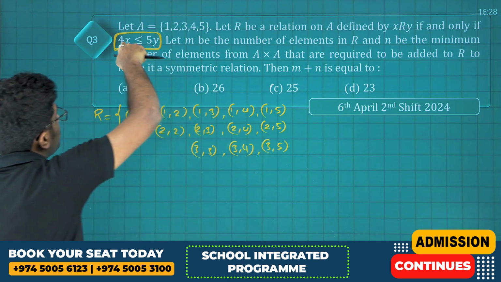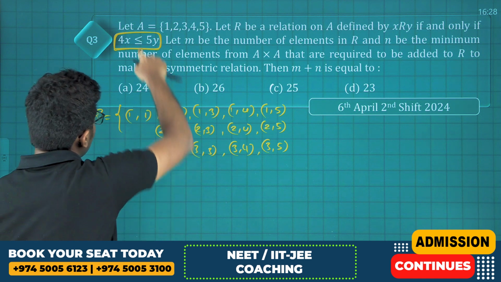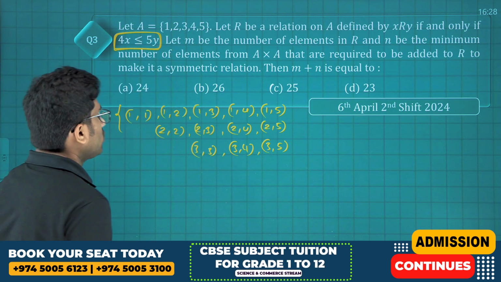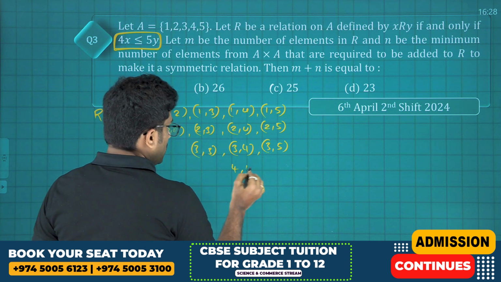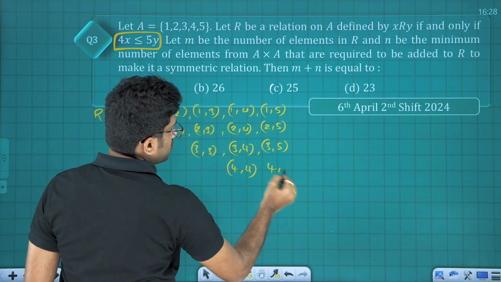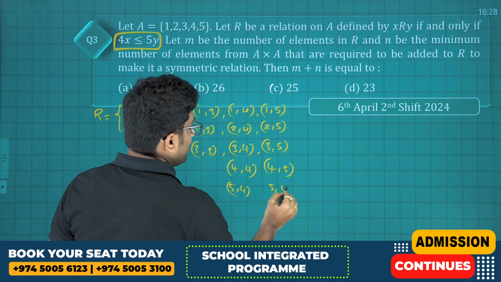Yes, 4 3s are 12, and 12 is less than or equal to 15. Now next (4,4), yes, (4,4) will be in this. (4,5) will also be there. (5,4) and (5,5) will also be there.